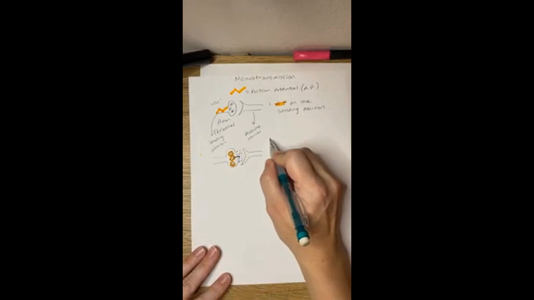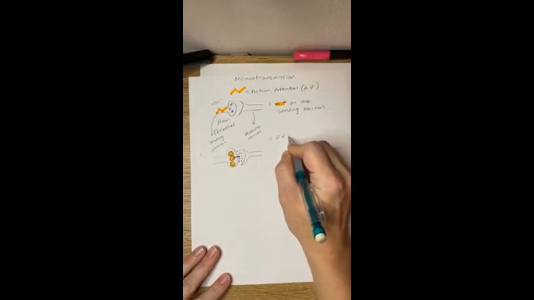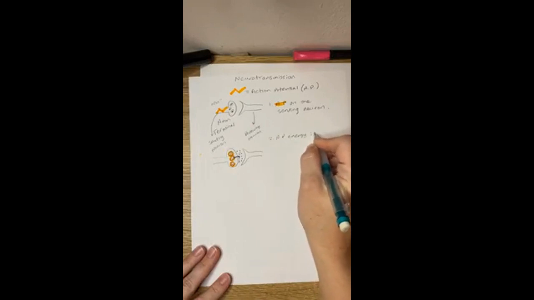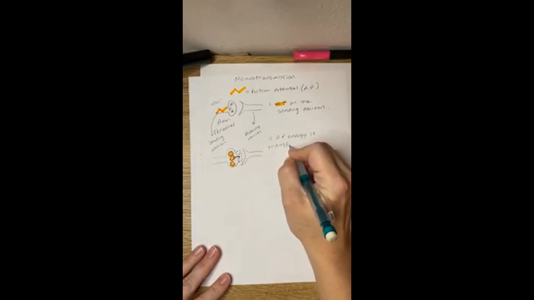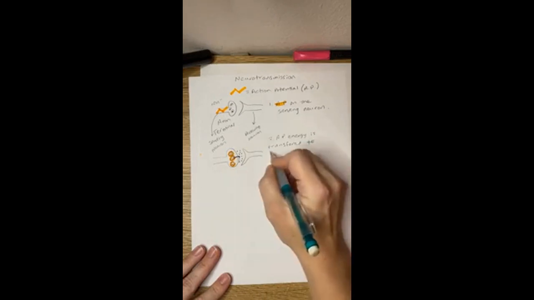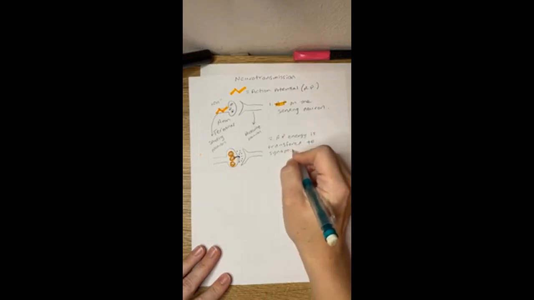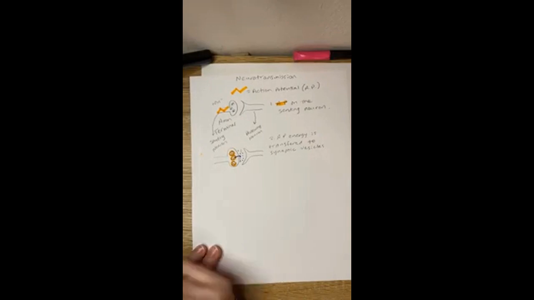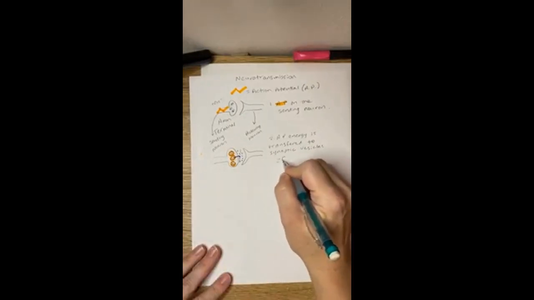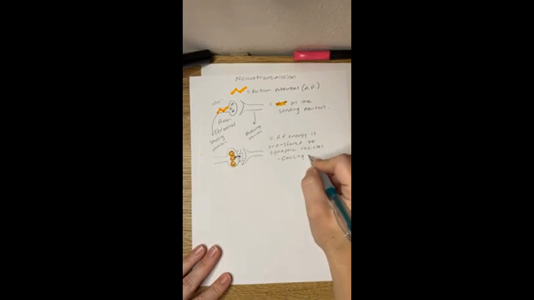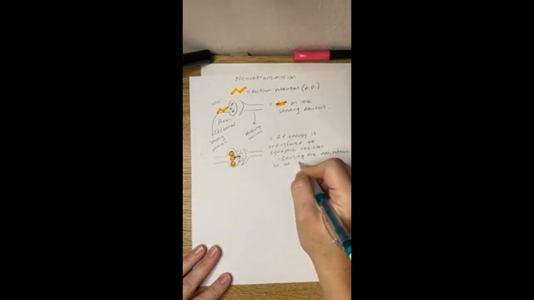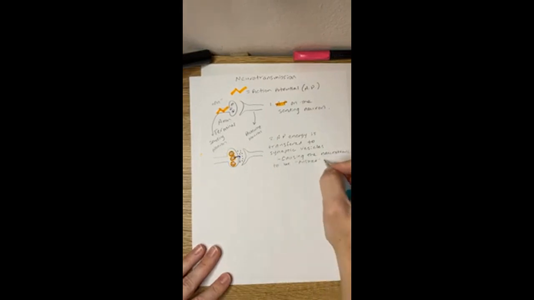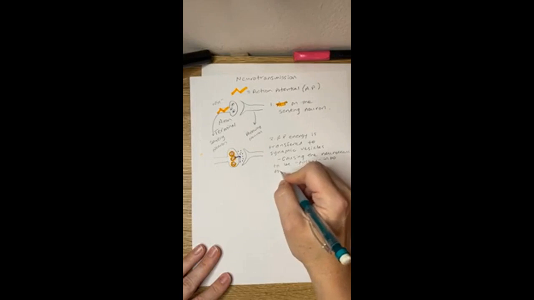All right, so action potential energy is transferred to synaptic vesicles. Okay. And then this is going to cause, so we're going to put causing the neurotransmitter, I'm going to abbreviate, to be pushed into the synapse. That is exactly where we want it.